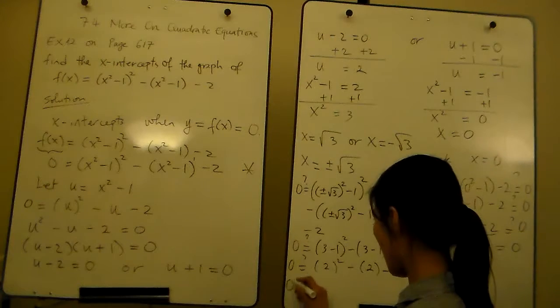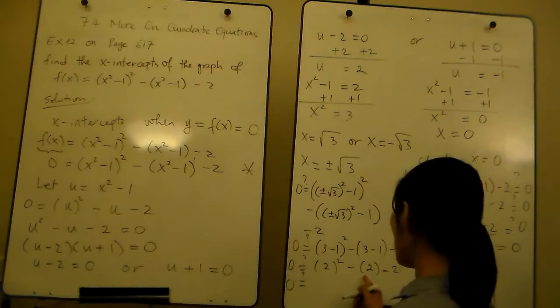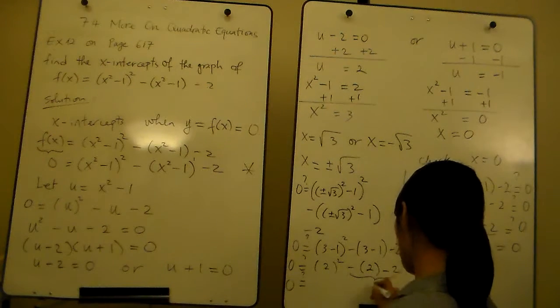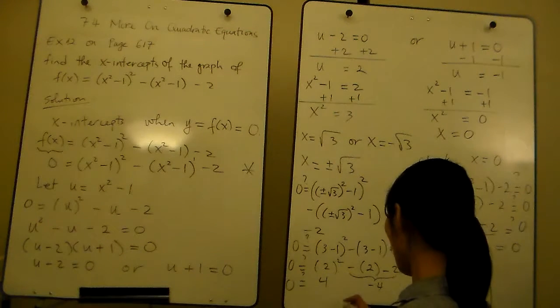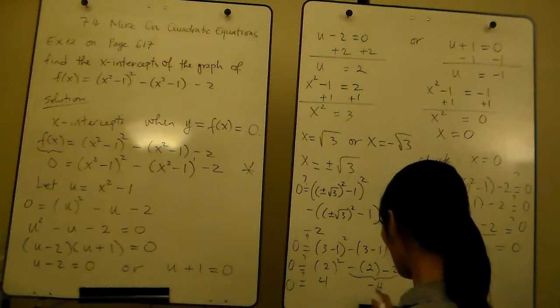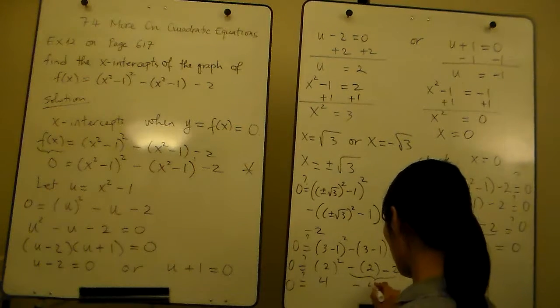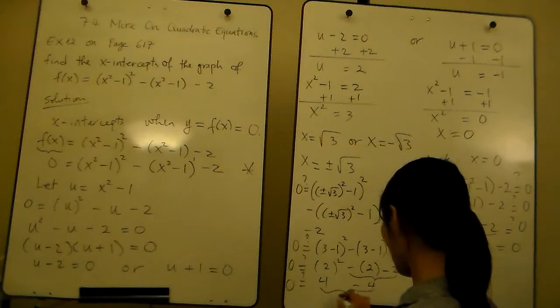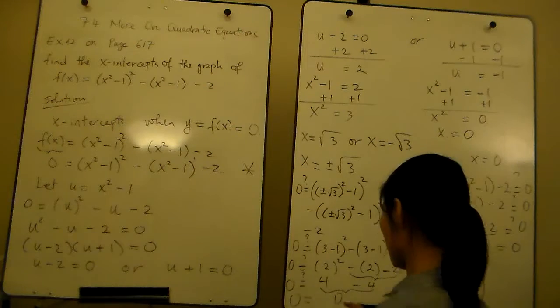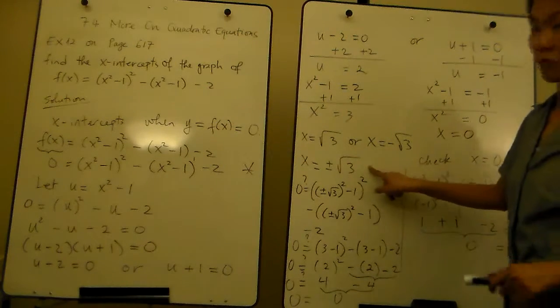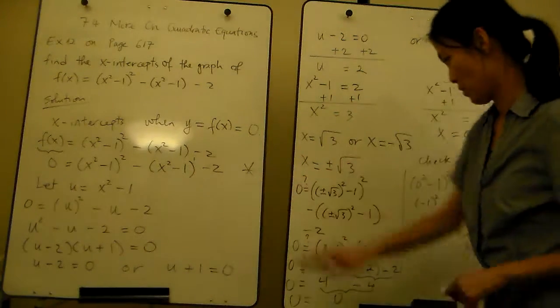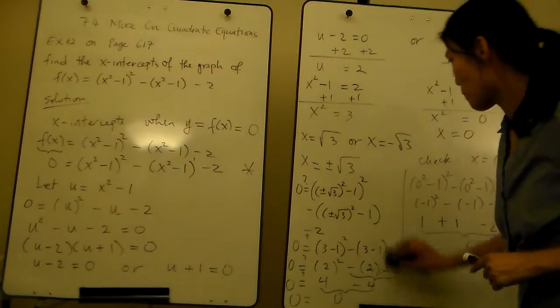And then negative 2 subtract negative 2 is negative 4. This is 4 here. 2 squared is 4. So 4 minus 4 is 0. So true, 0 equals 0. So that means these are solutions to this equation. So there are 3 solutions.